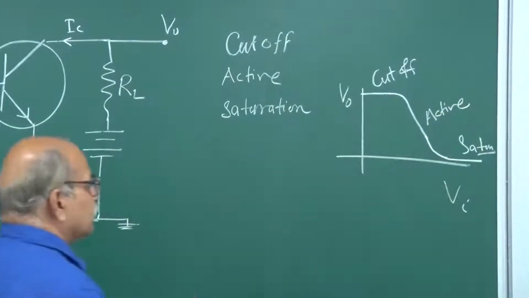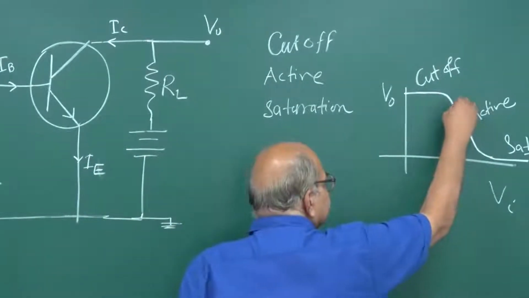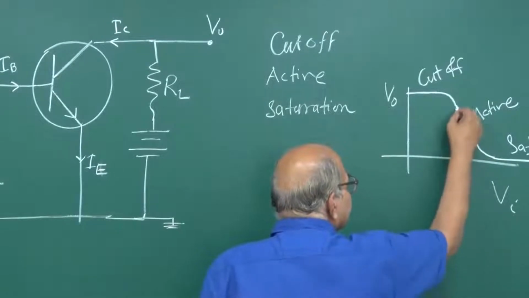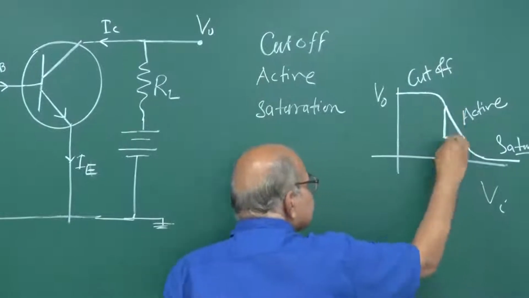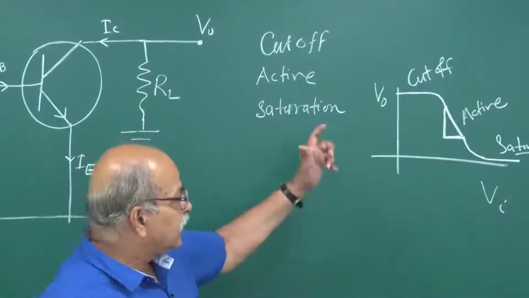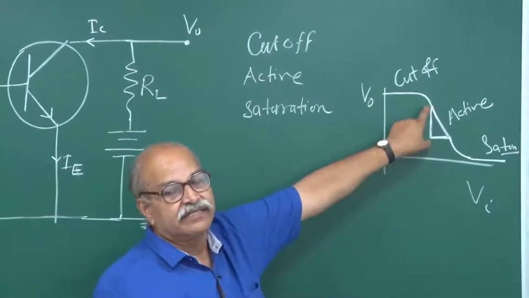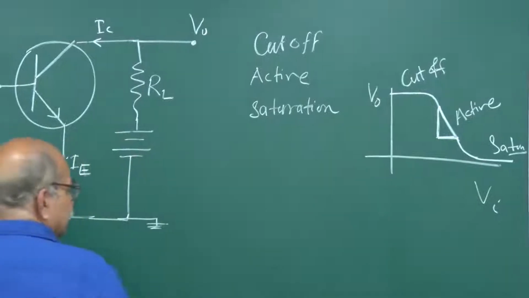This we talked. And then in the active region, the linear region, if you increase VI, then this VO decreases, but there will be an amplification. A small change in VI will lead to a large change in this VO, and that is the amplification, that is the voltage gain.